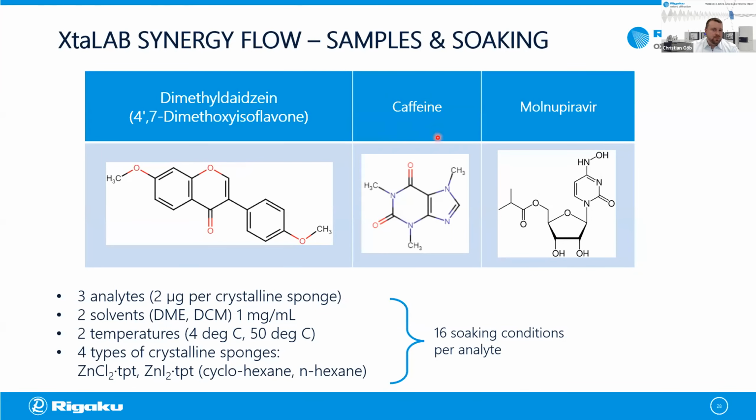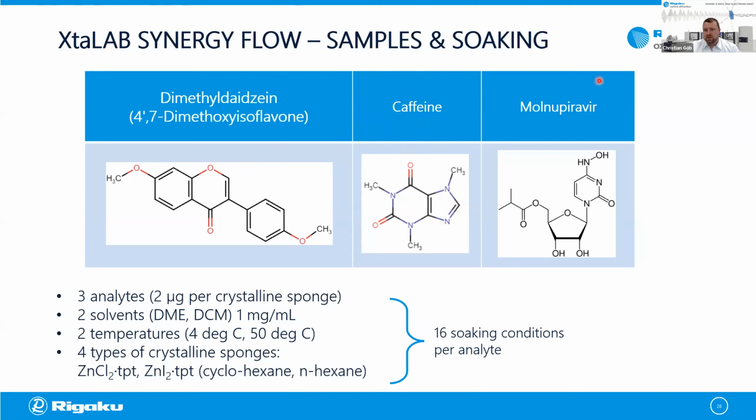A medium-sized, difficult material to soak is the caffeine. It has these nitrogen donor moieties. They can be slightly aggressive towards the crystalline sponge network. So this could be an idea to soak at lower temperatures. The success rate might be higher than at elevated temperature.